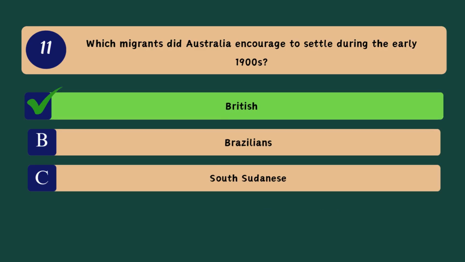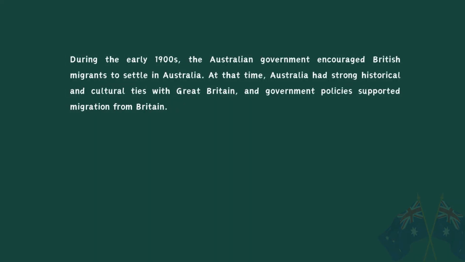Correct answer A. British. During the early 1900s, the Australian government encouraged British migrants to settle in Australia. At that time, Australia had strong historical and cultural ties with Great Britain, and government policies supported migration from Britain.